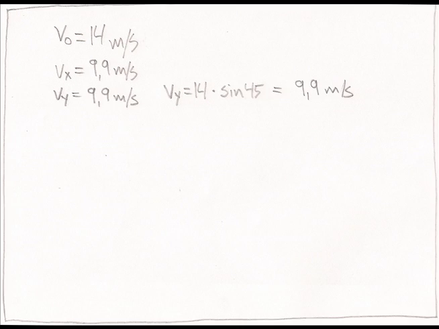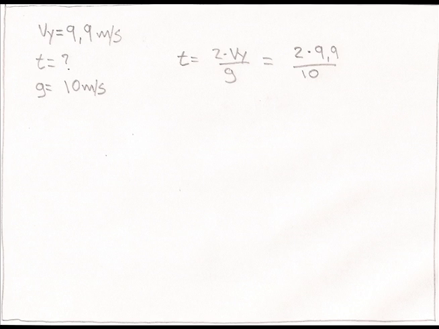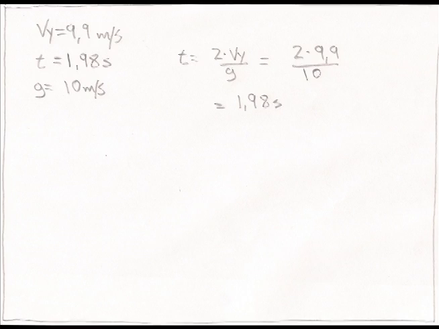To know how much time I spent in the air, I use this formula. Velocity in the y direction times 2 divided by gravity, or 2 times 9.9 divided by 10, equals 1.98 seconds.